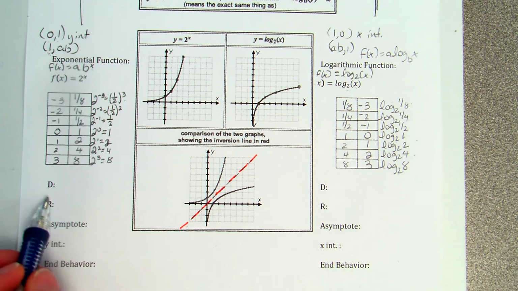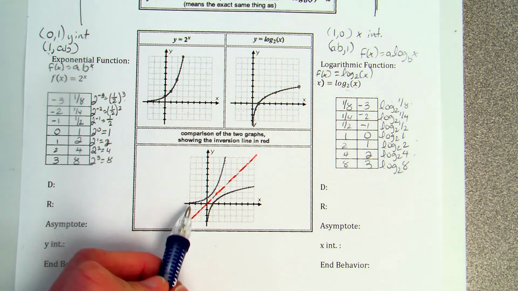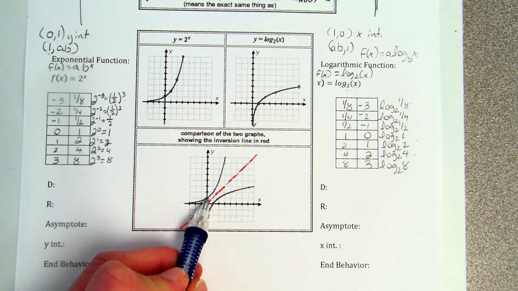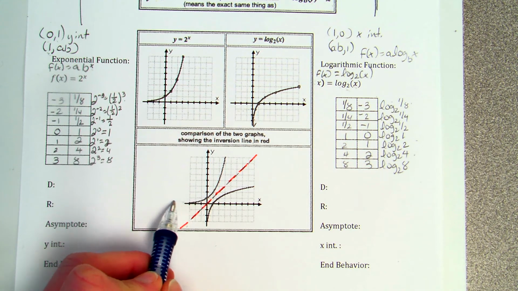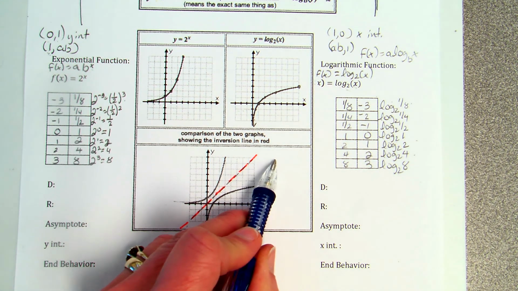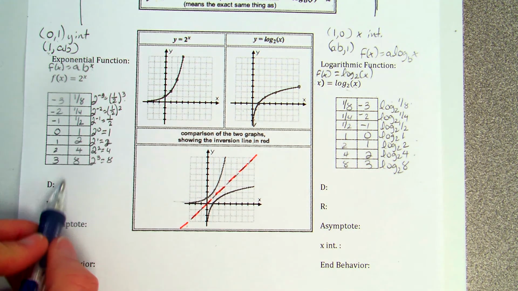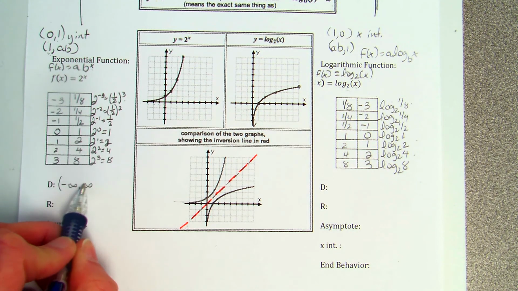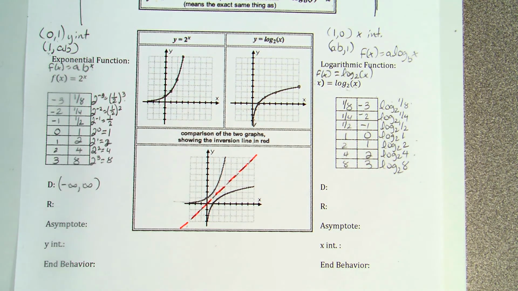All right, the domain on an exponential function. Well, here's the exponential function. Remember, it goes to negative infinity. But as x approaches negative infinity, what's that y value? Does this keep going out forever? It does keep going out to negative infinity, and it does keep going up and out forever to positive infinity. So the domain of an exponential function is all real numbers, negative infinity to positive infinity.